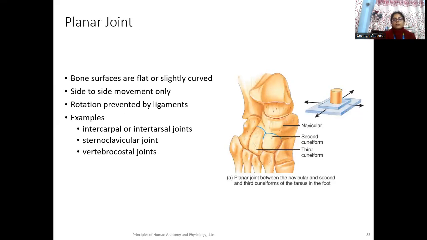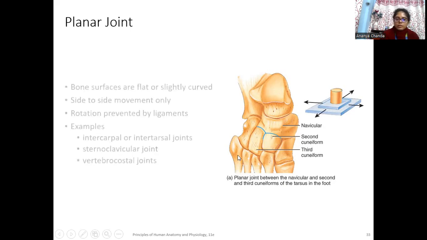Then comes the planar joint. In this type of joint, the bone surfaces are flat or slightly curved. Only side to side movement is possible, so this is the side to side movement. Rotation is prevented by the ligament structure. Examples are the vertebrocostal joints, the intercarpal and intertarsal joints.